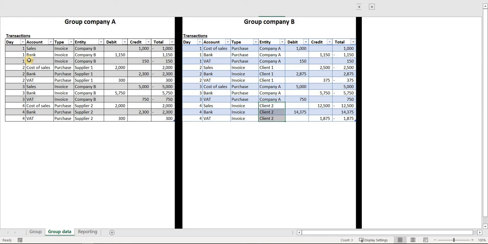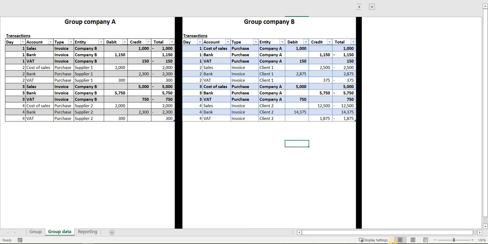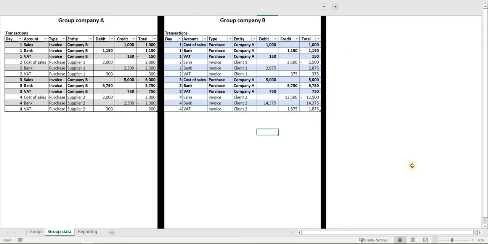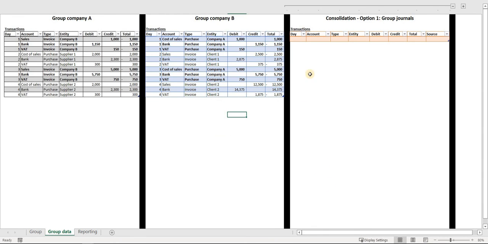What we're trying to identify is that there are a number of intergroup transactions that took place. I'll highlight them by making them bold. Those are the transactions that took place between the two companies. So when we do a consolidation, the first method, and the more traditional method that I worked with at university, was the group journal method.